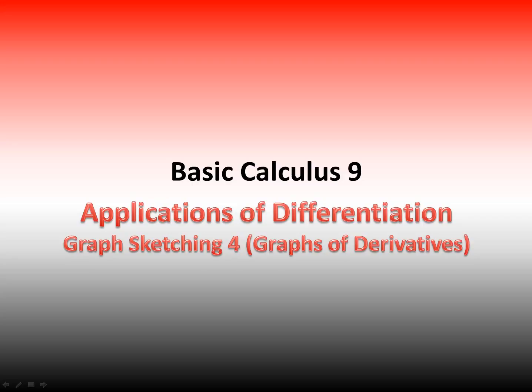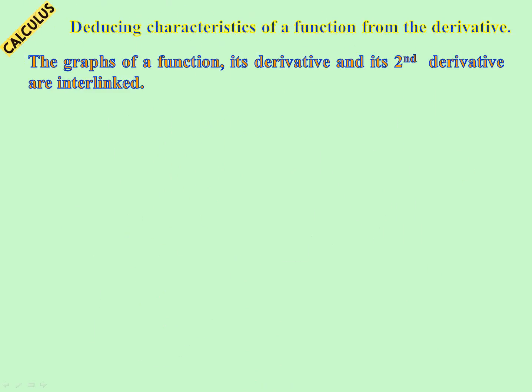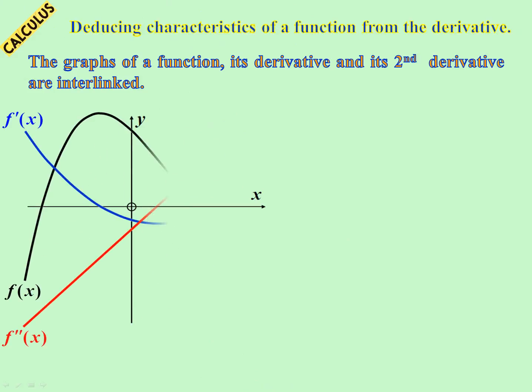Basic Calculus 9, Graph Sketching Part 4, involving the graphs of derivatives. There we are, we've drawn f of x with the derivative of f of x and the derivative of f prime of x. So f of x, f prime of x, f prime prime of x. How do we know that's the case?